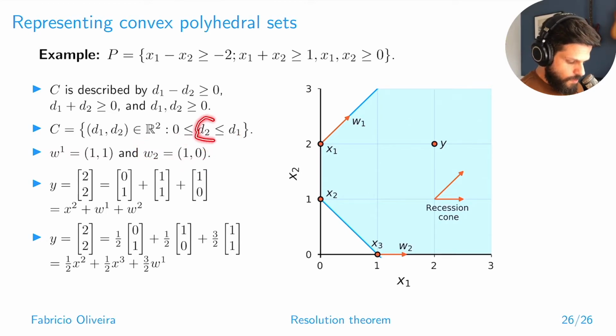And the other case is when these two are equal. So this second constraint is active, and that means that D1 equals D2. And that's the other extreme ray. So these are the two extreme rays in this polyhedral cone.